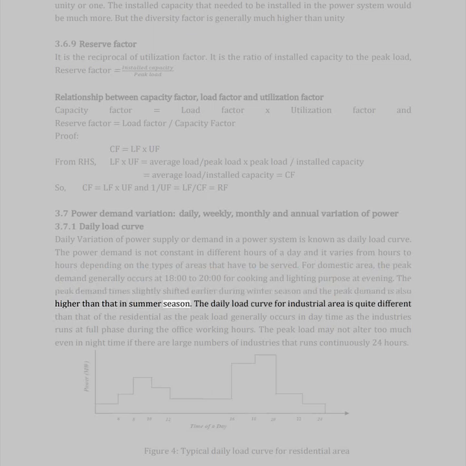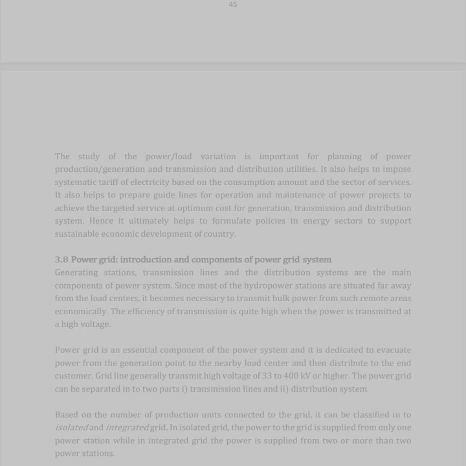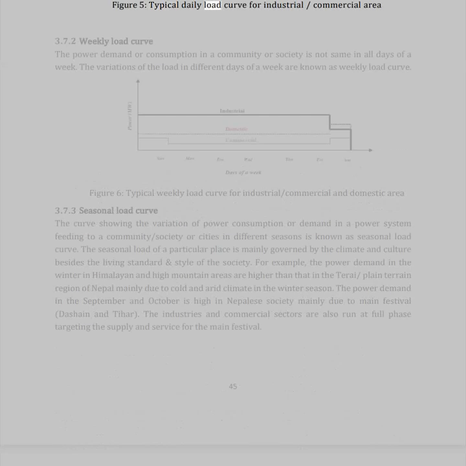The daily load curve for an industrial area is quite different from that of a residential area, as the peak load generally occurs in daytime, as the industries run at full phase during the office working hours. The peak load may not alter too much even in nighttime if there are large numbers of industries that run continuously 24 hours. Figure 4, typical daily load curve for residential area. Figure 5, typical daily load curve for industrial/commercial area.